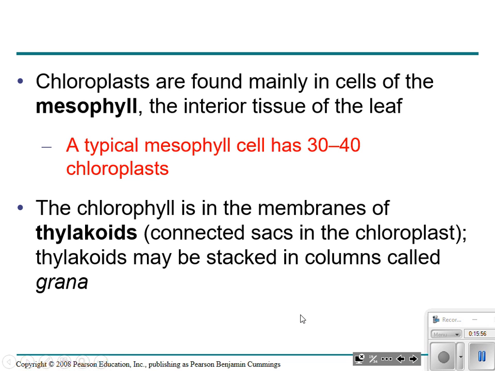The chlorophyll, the green pigment, the chlorophyll, is in the membranes of what we call the thylakoids. Thylakoids may be stacked into different columns that are called grana.